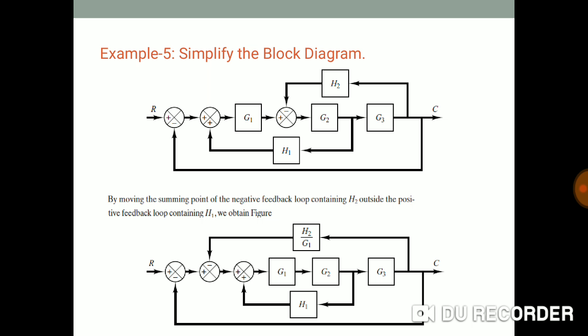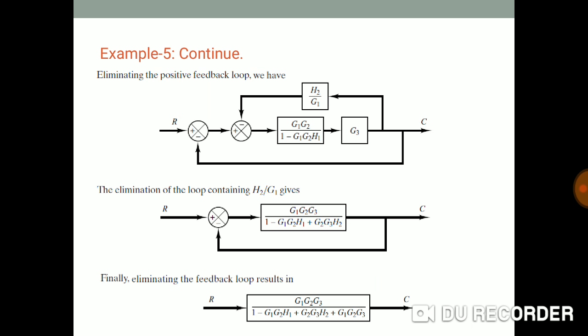Here it is, what we have done, we have shifted the summing point that is in between G1 and G2 to after the G1. Therefore here it is, at the feedback side at the H2, as we have shifted the summing point after the G1, H2 divided by G1 is there. Then next, eliminate the positive feedback.